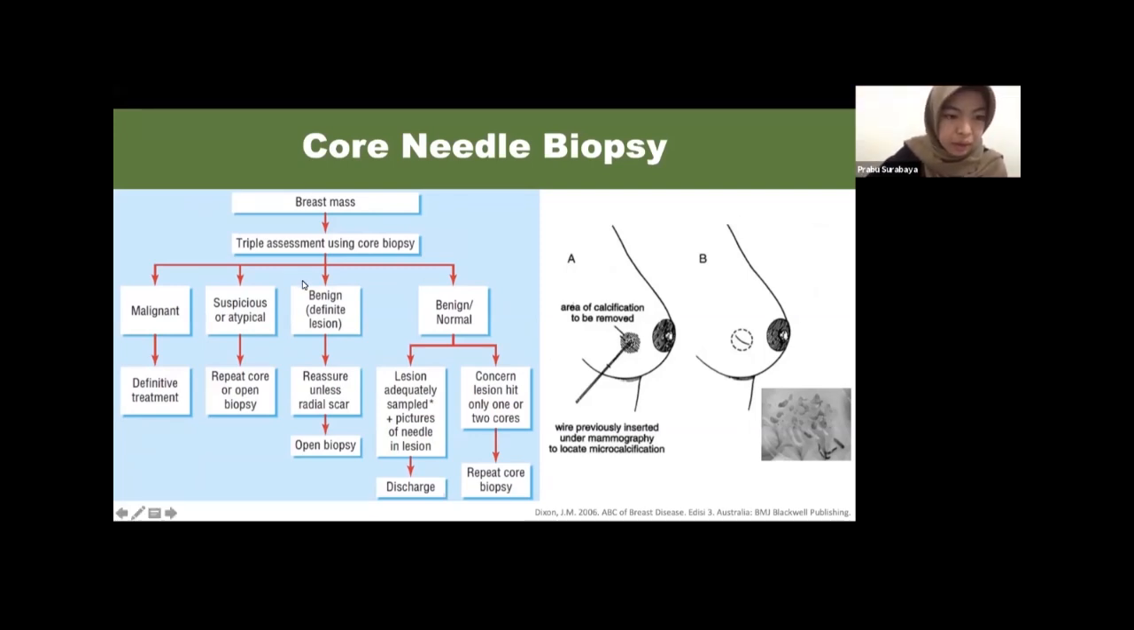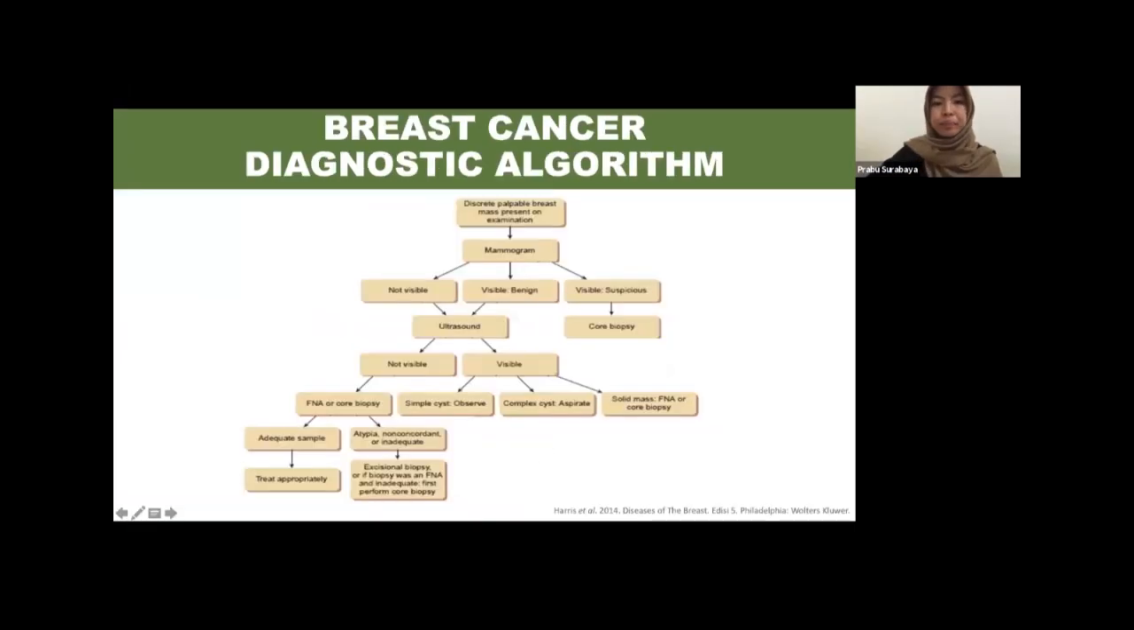In this algorithm, we can see that using core needle biopsy, it is already decided that the tumor was malignant. The patient can continue to the definitive treatment, and if the tumor was hard to identify using core needle biopsy, a repeat of core biopsy is needed. From what we discussed before, we can conclude the breast diagnostic algorithm.